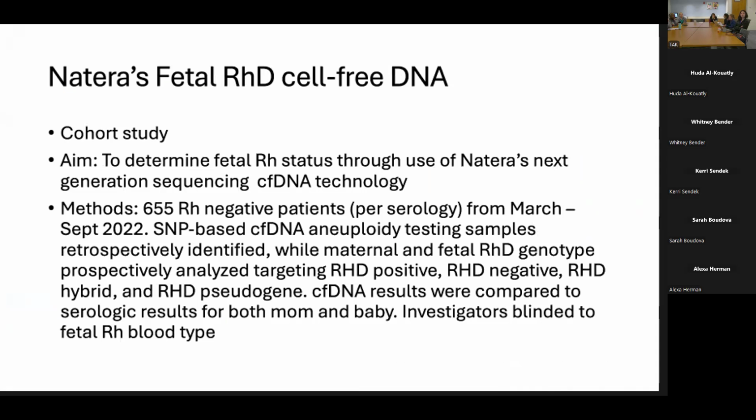So it was a cohort study. Their aim was to determine fetal Rh status through use of Natera's next generation sequencing cell-free DNA technology. They don't get into the details of their technology. Again, it wasn't a published study. This is just a poster. The methods were 655 Rh negative patients per serology from March to September of 22. They used the SNP-based cell-free DNA aneuploidy testing. Samples were retrospectively identified, and then maternal and fetal RhD genotype were prospectively analyzed. They were targeting RhD positive, RhD negative, RhD hybrid, and the RhD pseudogene. And then the cell-free DNA results were compared to serologic results for both mom and baby. And again, like the Billion to One study, investigators were blinded to the fetal Rh blood type.